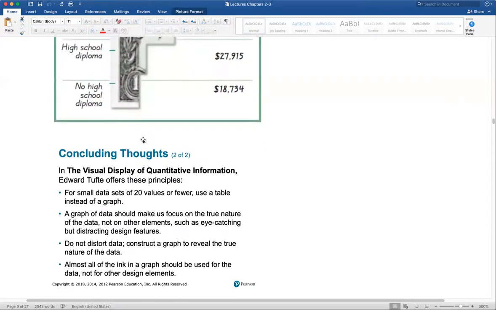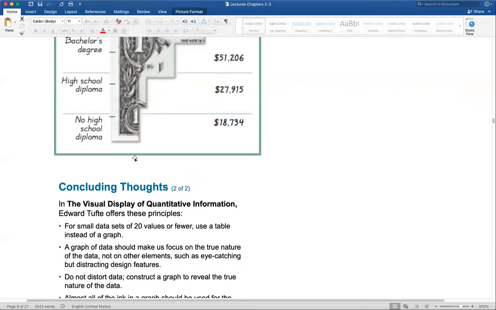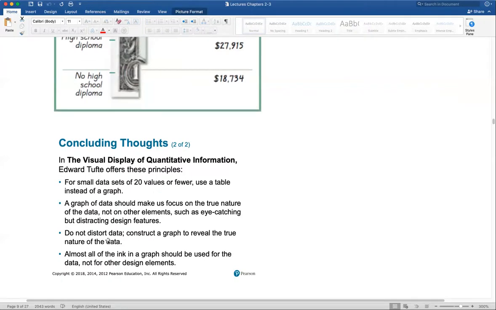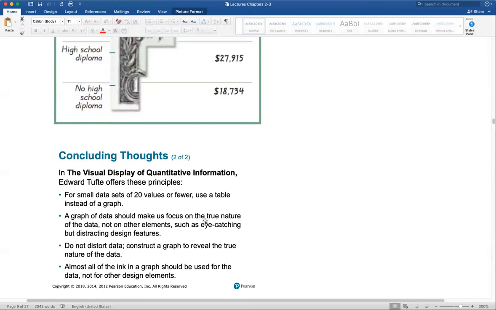So that people can easily figure out the distribution of data. Do not distort the data. Construct a graph to reveal the true nature of the data. You should start from the zero axis. And almost all of the ink in a graph should be used for the data, not for other design elements.